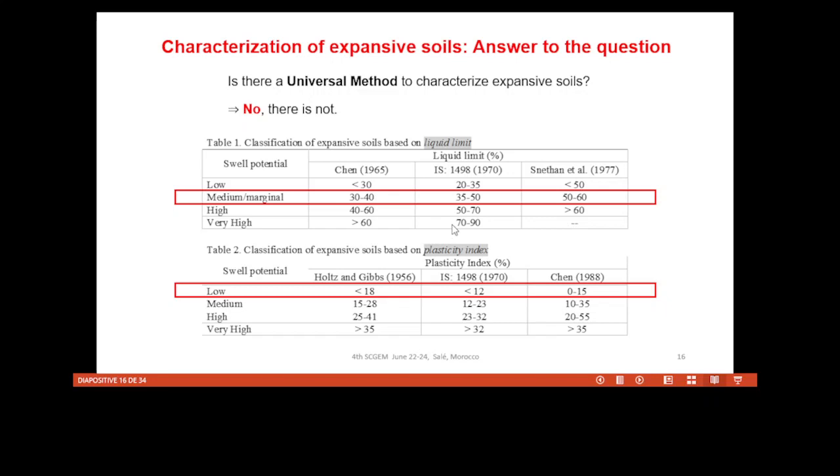For example, based on the Andean standard, we can have a medium or marginal swell potential because the liquid limit is in this range. But this range overall fits in this one, and after Chen it is not a marginal swell potential, it is rather a high swell potential. This is why we don't have a universal method to characterize expansive soils.